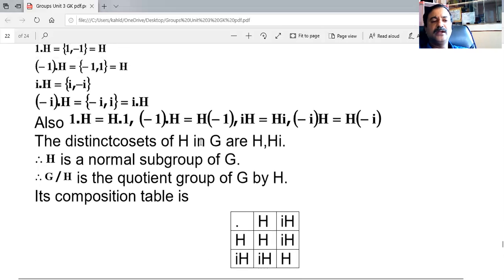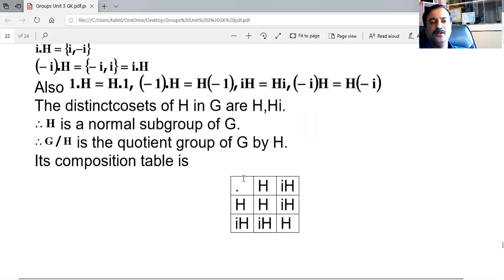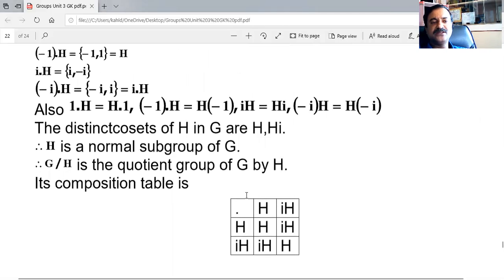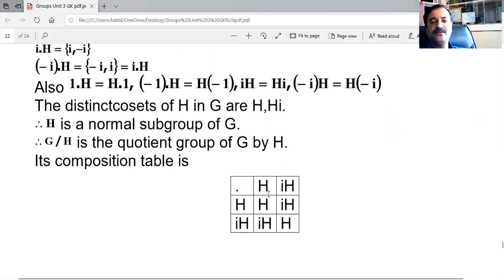Now I am writing the composition table, which is the second question: write the composition table for the quotient group G/H. For that, I am writing the composition table with respect to multiplication. Dot is the multiplication symbol. I am writing H, iH along the rows and columns. H into H becomes H, because multiplying each element of H with each element of H gives the same H.